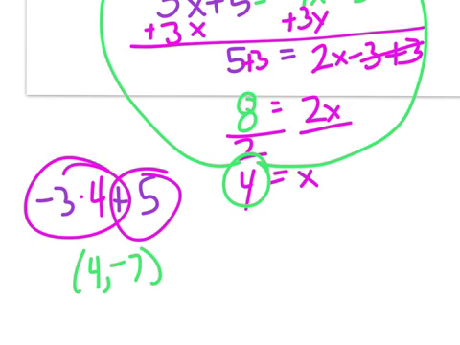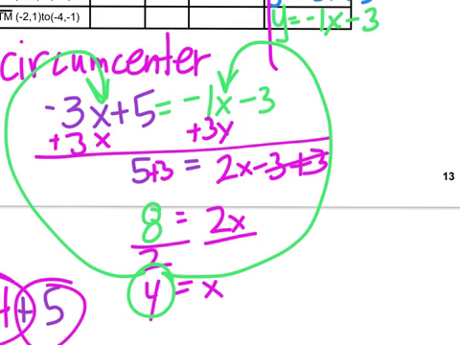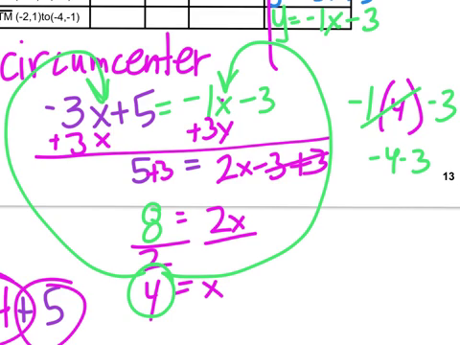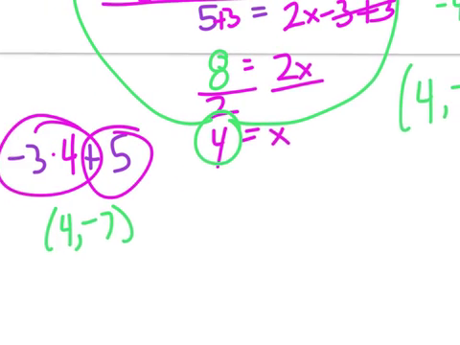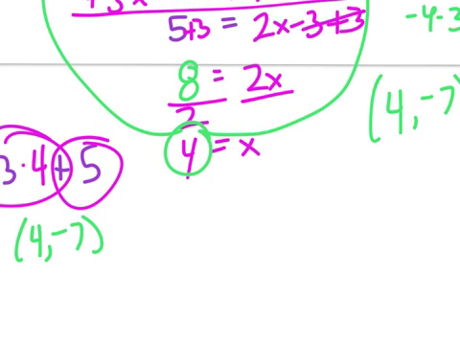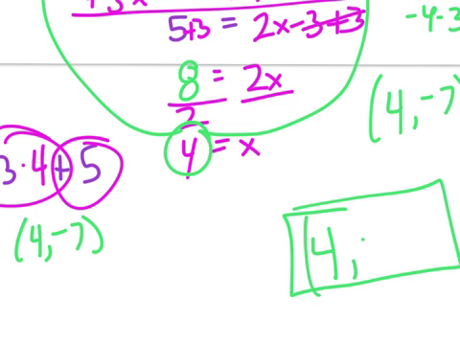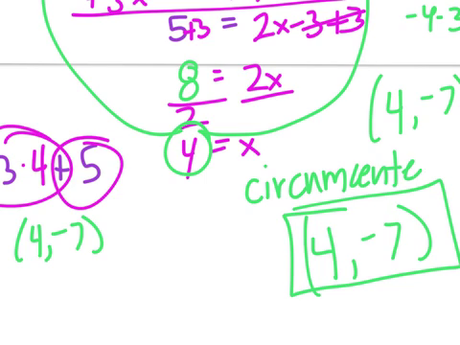Let's see what we get when we plug the value 4 into this equation. We have negative 1 multiplied by 4, minus 3. This part is negative 4, minus 3. That means that 4 comma negative 7 is also a point on that line. Both lines intersect at the point 4 comma negative 7. This is the coordinates for the circumcenter of that triangle in problem 1.